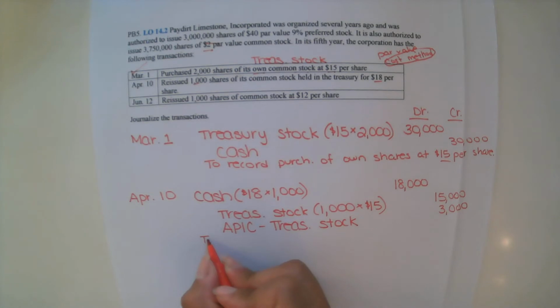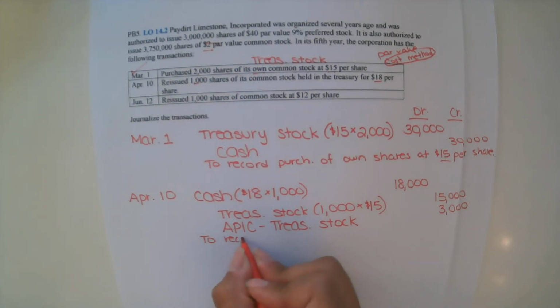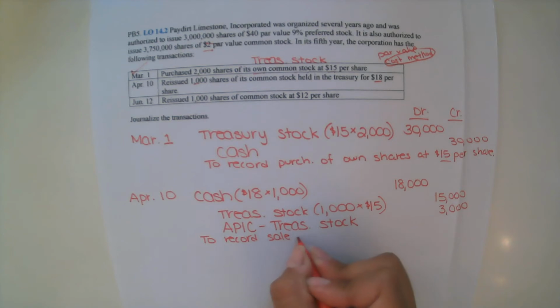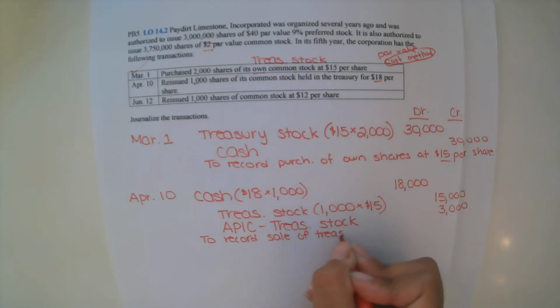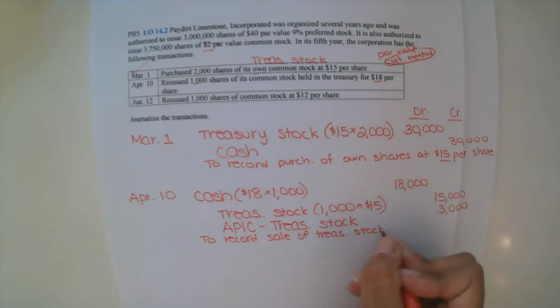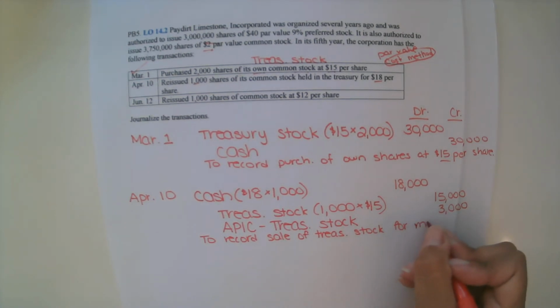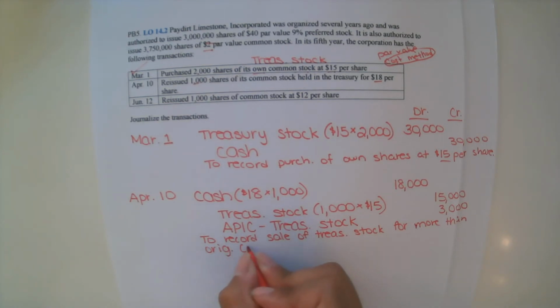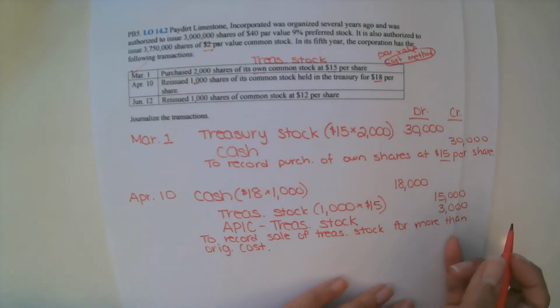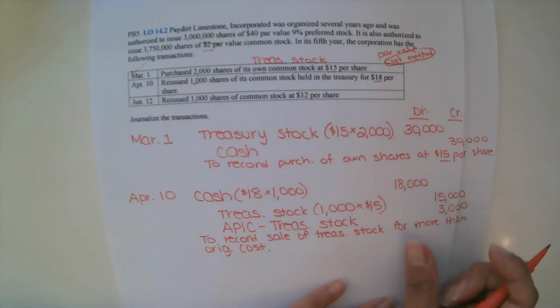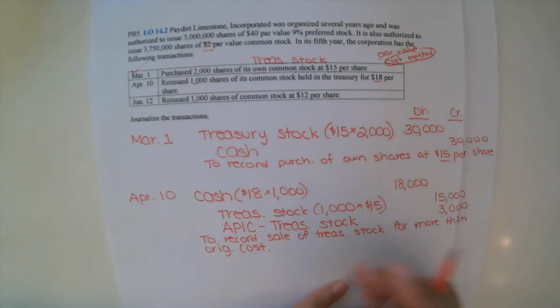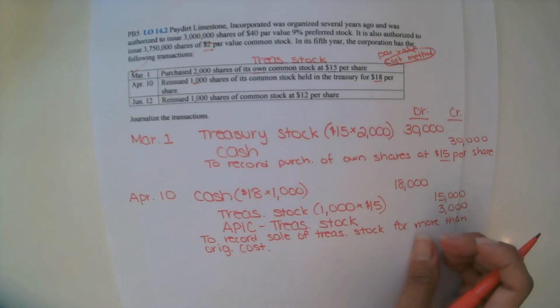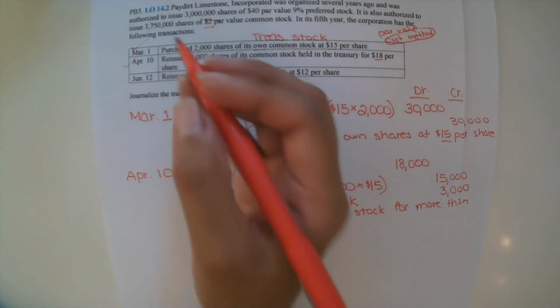And now we're done with our journal entry once we put an explanation to record sale of treasury stock for more than original cost. Again, your explanation doesn't have to be exactly like mine, word for word. It just has to explain what's happening. So you might have just said to record sale of treasury stock. Perfect. You could have said to record sale of treasury stock at $18 per share. That's totally fine.